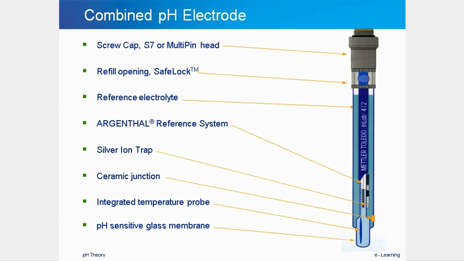The inner part, which is the measurement electrode, also has a temperature sensor in this specific electrode, which is labeled in the drawing. Also, the other components are labeled.